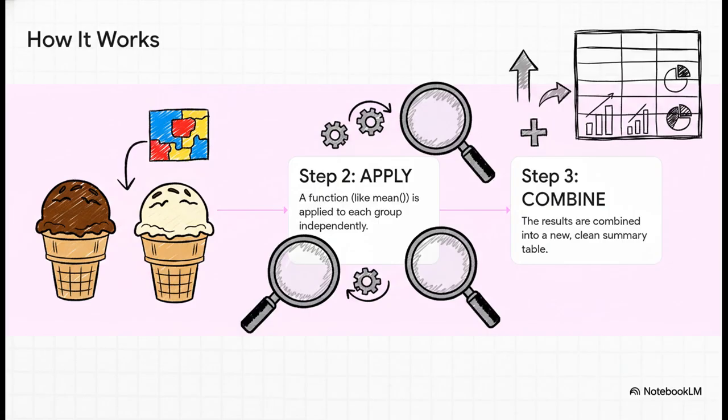So for our ice cream data, first we split all the rows into a chocolate bucket and a vanilla bucket. Easy enough. Then we apply a function, let's say we calculate the average rating, to each bucket, all on its own. Finally, we combine those two results into that clean summary table we saw earlier. Split, apply, combine. Once you get that, I promise everything else just clicks right into place.